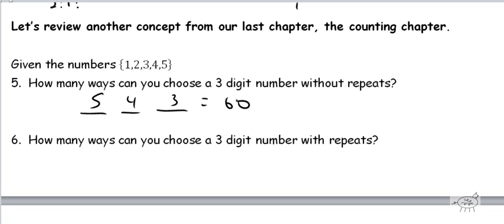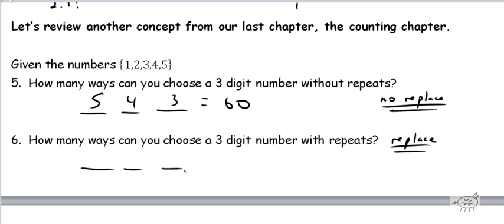So we talked about, remember, independent and dependent events. This is where it's going to come in handy here. Always replace and never replace. So if it's without repeats, I'm not replacing, so no replace. And the next one is with repeats, so this is replace. So just again, get your mind working here on what we're doing. It's the same thing, except I'm replacing it, so they're independent, right? Okay, we're going to get to that. Do you agree it's 5, 5, 5? Because I'm replacing it every time, so I get 125.